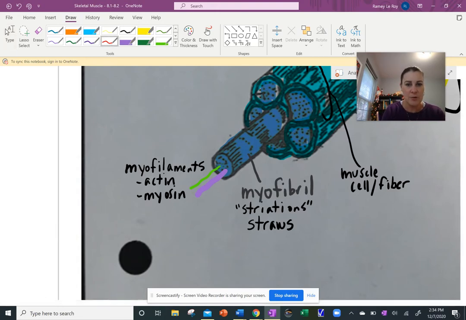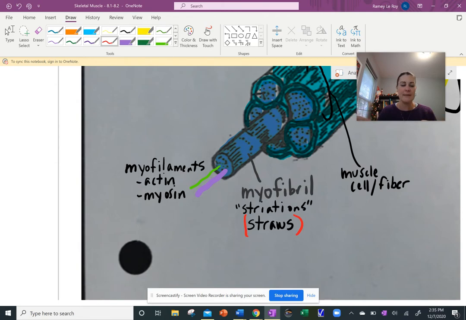I'm going to use straws to represent my myofibril. You guys are going to build a muscle, and you can build the muscle however you want. I'll show you the handout in a second, but I'll show you how I built mine. When I think of the myofibrils, I think of straws, and they have these striations on them. So what I did was I added all of these lines on these straws, and these straws represent the myofibrils.